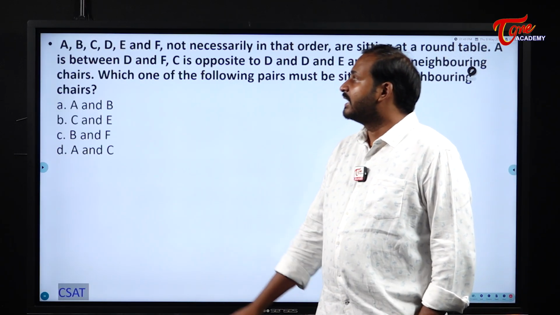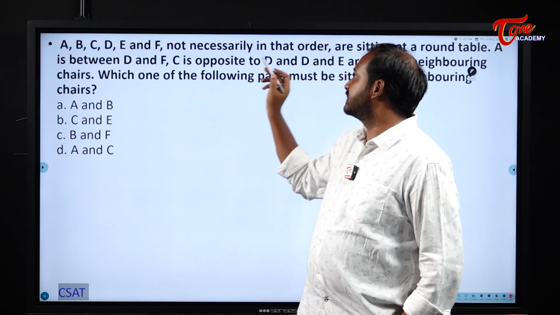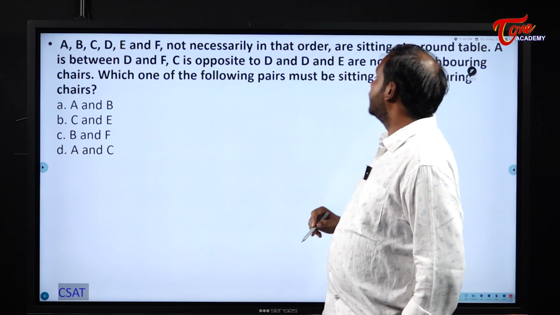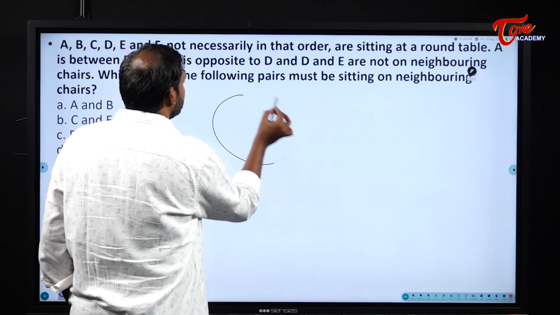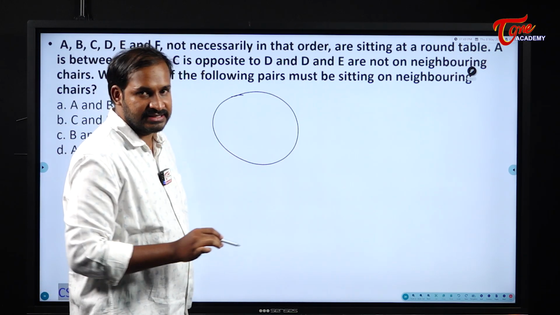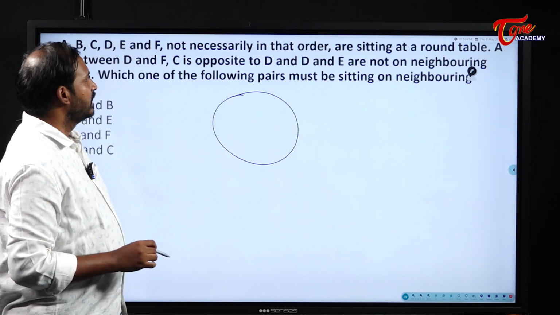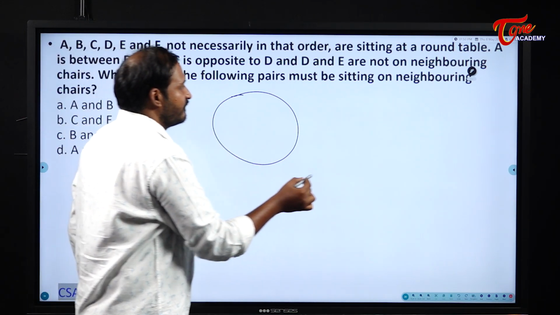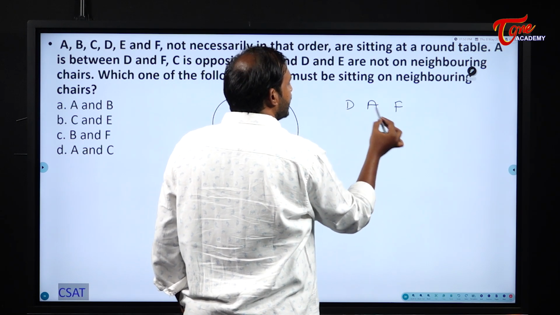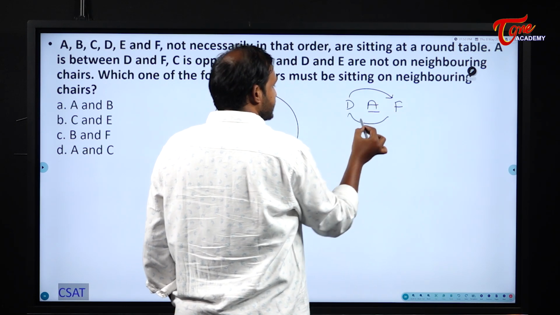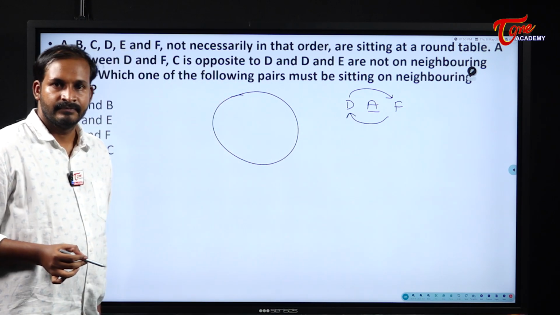Now see this one. A, B, C, D, E, F, not necessarily in that order, are sitting at a round table. How many are there in total? A to F means 6 persons are there. Okay. Next, A is between D and F, but I don't know towards which direction. They can be exchanged, right?